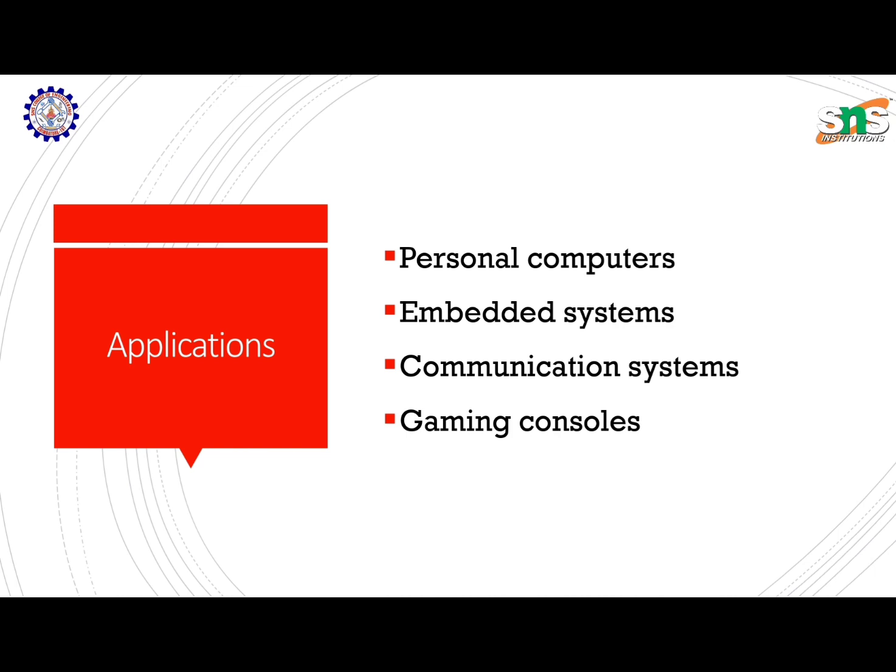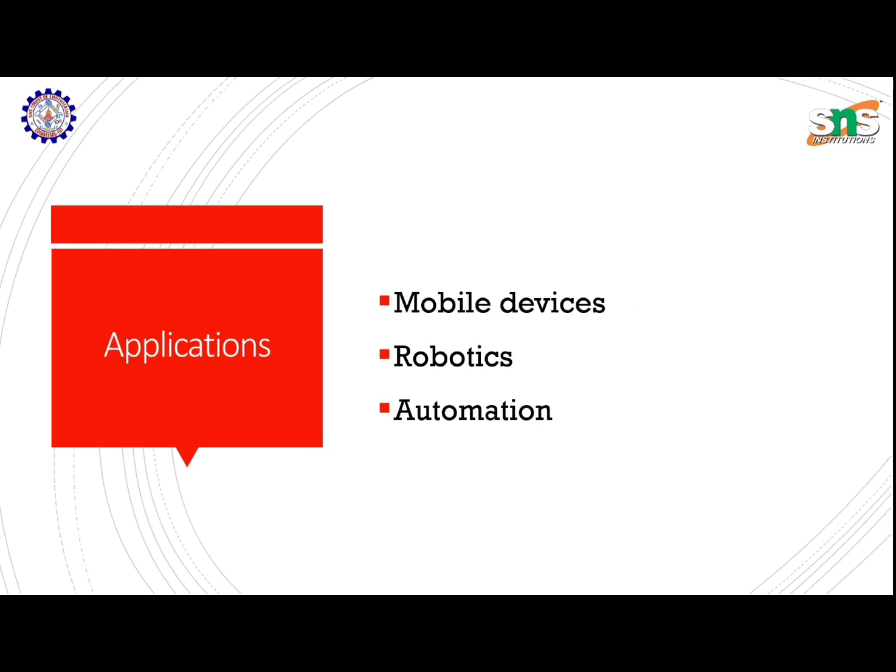Gaming consoles. Microprocessors are used in gaming consoles to control the graphics, sound, and user interface. The next application is mobile devices. Microprocessors are used in mobile devices such as smartphones and tablets to manage the operating system, user interface, and applications. Robotics. Microprocessors are used in robotics to control the movement, sensing, and communication of robots. And automation. Microprocessors are used in automation systems such as manufacturing and assembly lines to control the flow of materials and manage the production process.